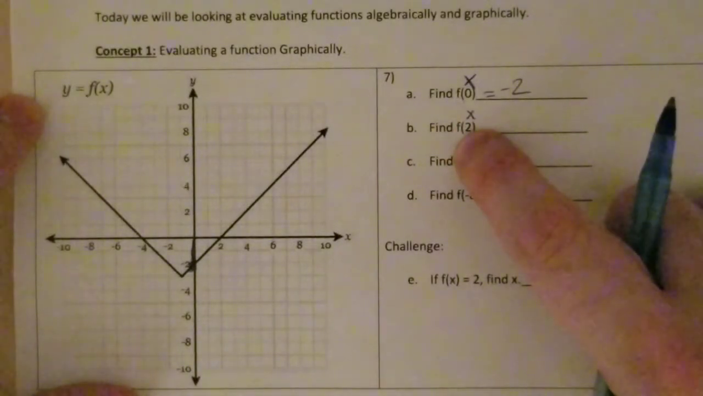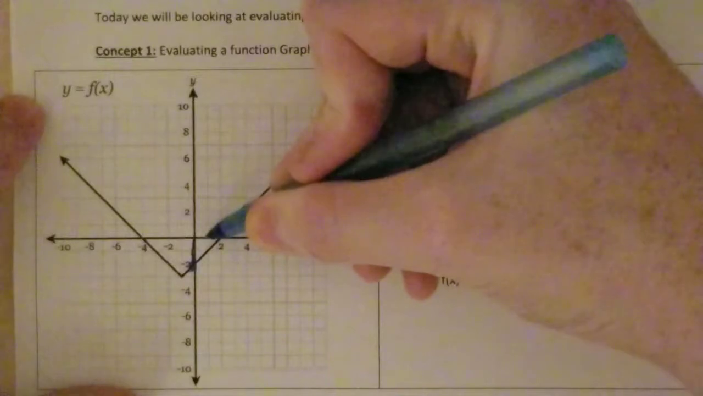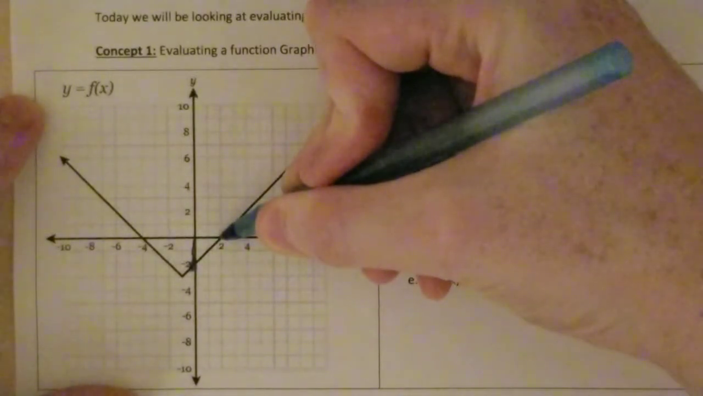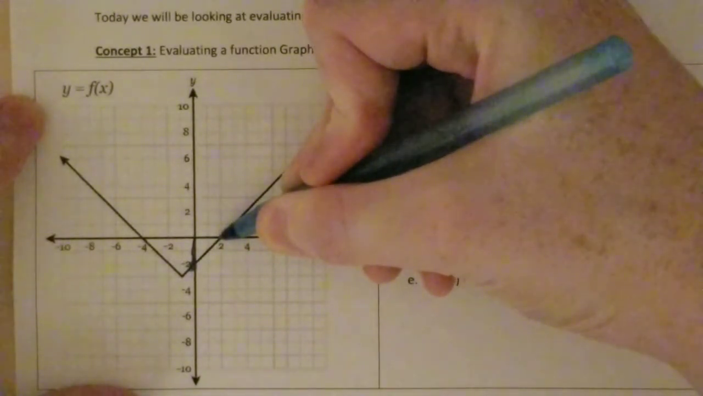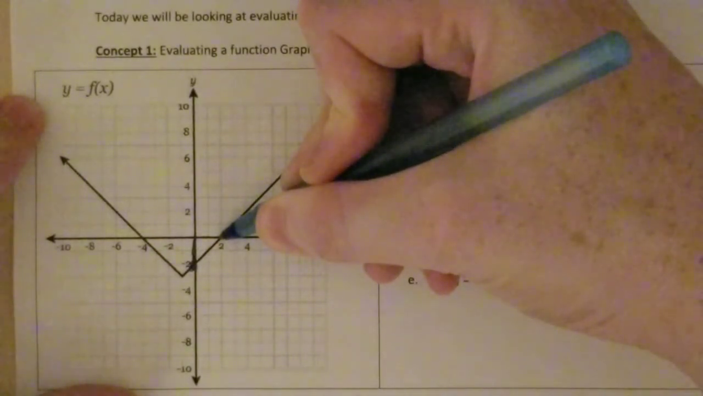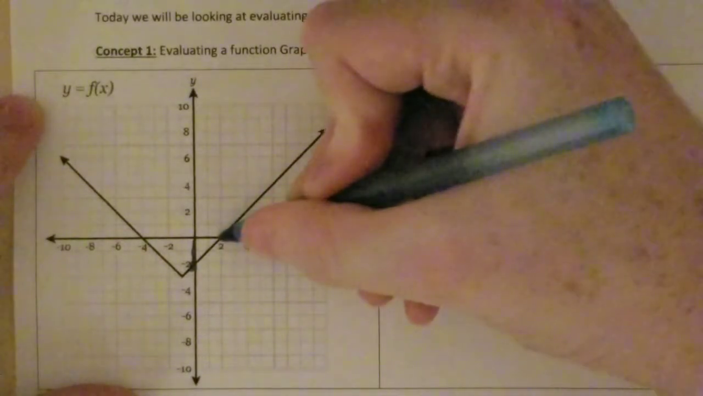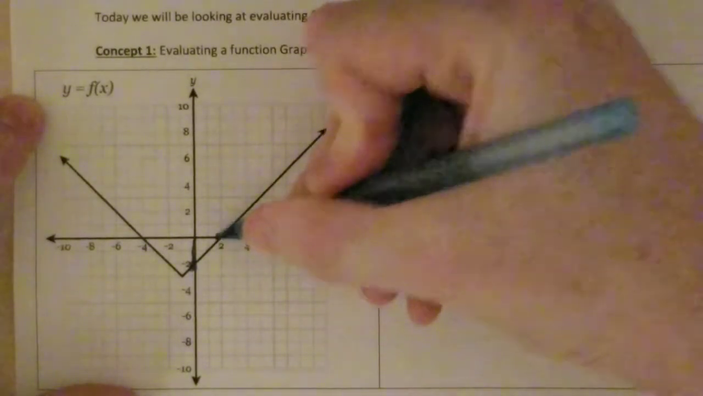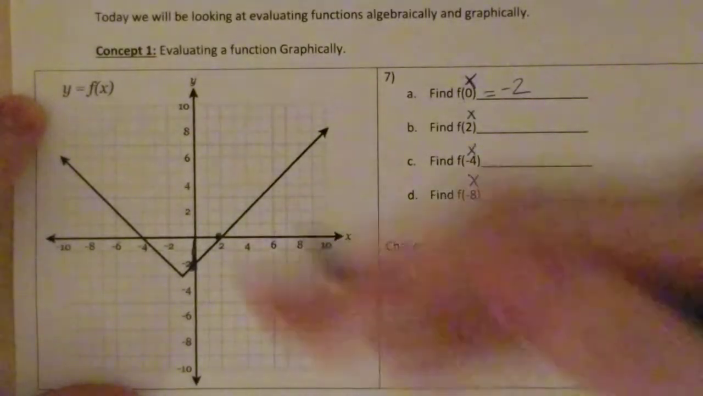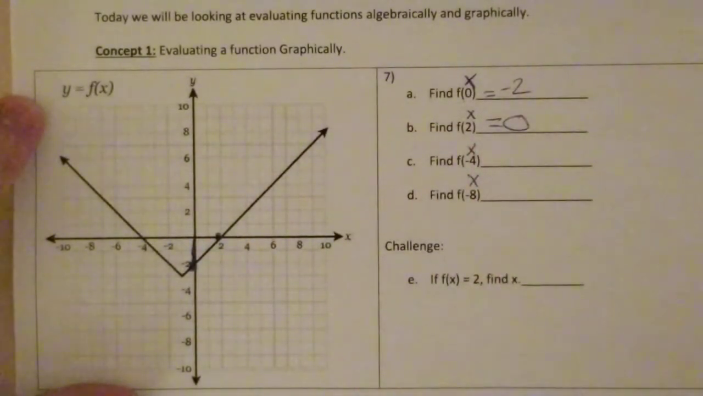F of 2, so we're going to go to 2 on my x-axis. I start in the center and go 2 blocks to the right. Well, this is kind of an interesting situation because we don't really have to go up or down. I'm already on my function. So since I'm already there, my y value would be 0 because I didn't have to go up or down at all.